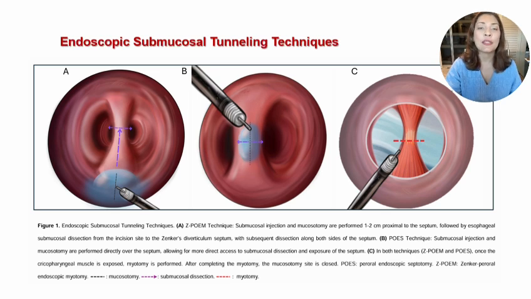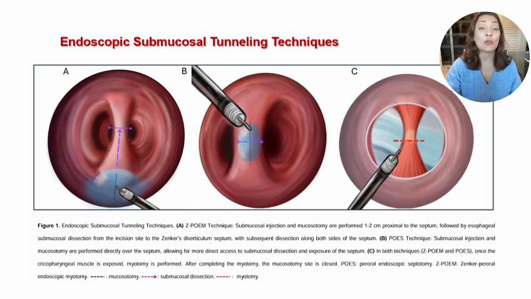However, recent advancements in interventional endoscopy have led to the development of endoscopic submucosal tunnel techniques such as Zenker peroral endoscopic myotomy, also known as ZPOM, and peroral endoscopic septotomy. Both use submucosal tunneling to achieve a complete septomyotomy, which is a prognostic marker of procedural success.